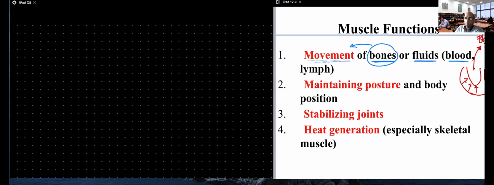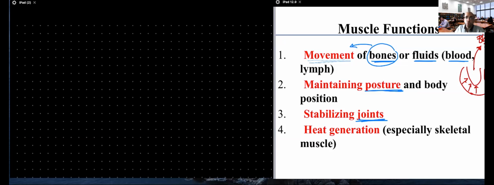Also, it's going to be allowing you to maintain your posture and body position. So right now, when you're sitting, you are contracting your back muscles just to maintain your posture, not essentially to move, but just to maintain your body position.